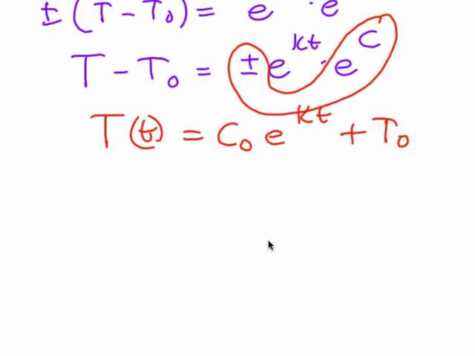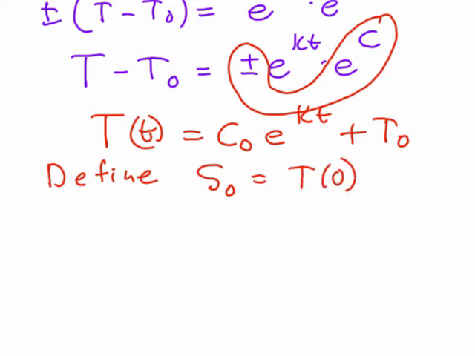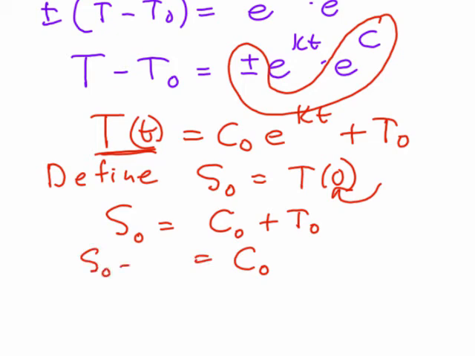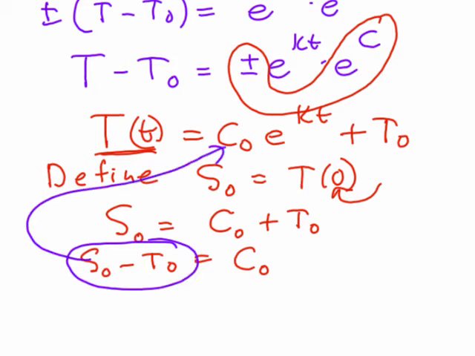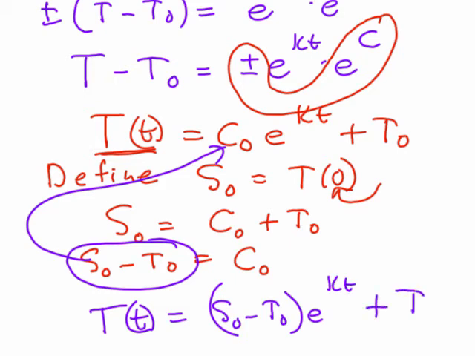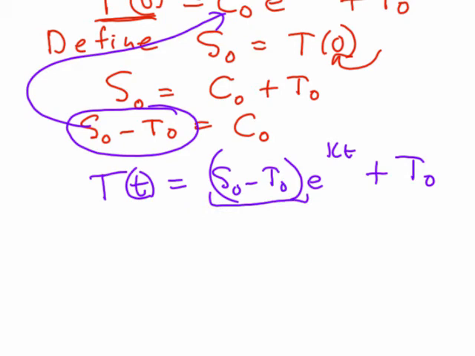To find the specific solution, we need a specific point. All right, let's define S naught to be our starting temperature. So if I plug t equals 0 into my equation, T of 0 will become S naught, which will equal C naught plus T naught, which will make C naught S naught minus T naught. And this quantity could be plugged in specifically for our arbitrary constant. And so our formula for cooling is as follows. Where this value is the difference between the starting temperature of the item and the room temperature. T naught is the room temperature.